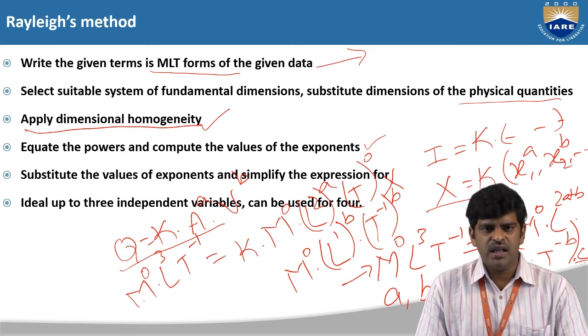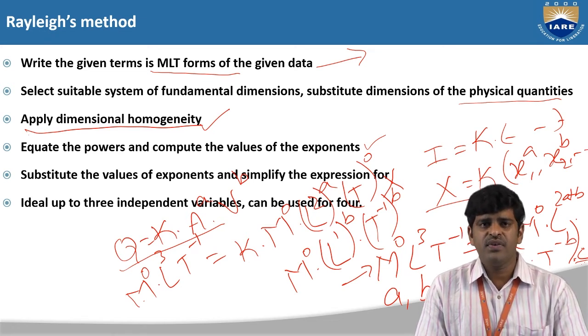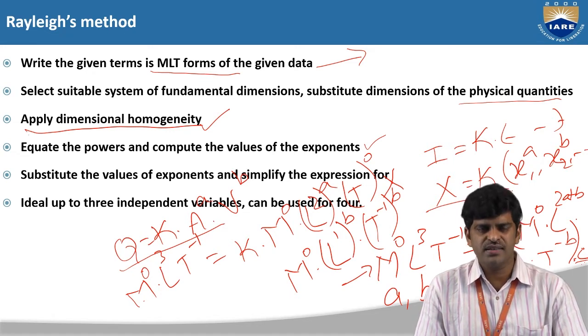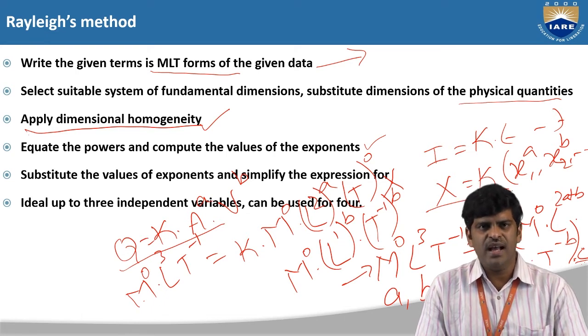So what method can we apply if the number of variables is more? That is Buckingham's pi theorem. Buckingham's pi theorem overcomes the limitations of the Rayleigh method. The basic limitation is that the Rayleigh method can be best applied, or can give the result, if the number of variables is equal to 3 or less than 3. If the number of variables is more than 3, then we cannot give the exact relationship between the given variables. So this limitation will be overcome in Buckingham's pi theorem method, which we are going to discuss in the coming videos.